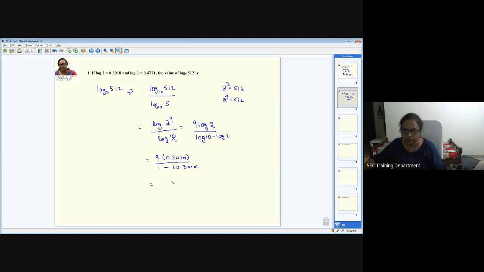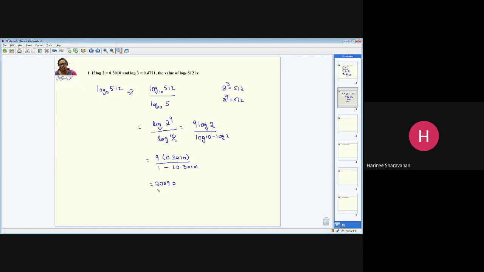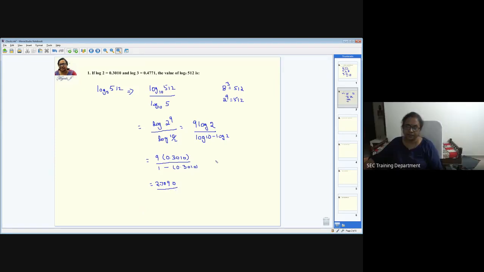9 into 0 is 0. Then you will have 9, 1, 9. Then 9 into 0 is 0. 9 into 3 is 27. So it's going to be 2.7. Correct. Divided by, and what is this one?